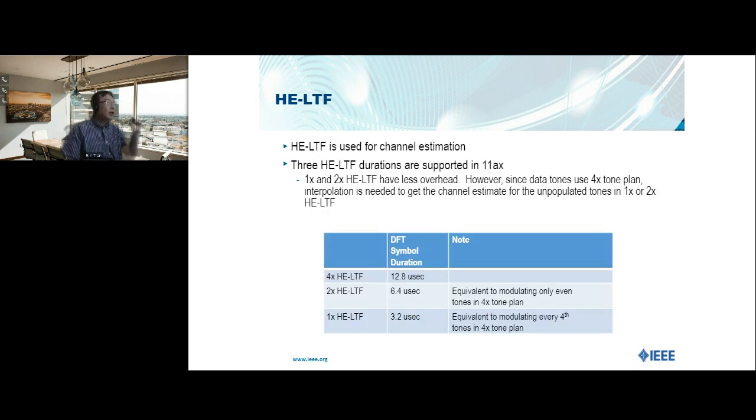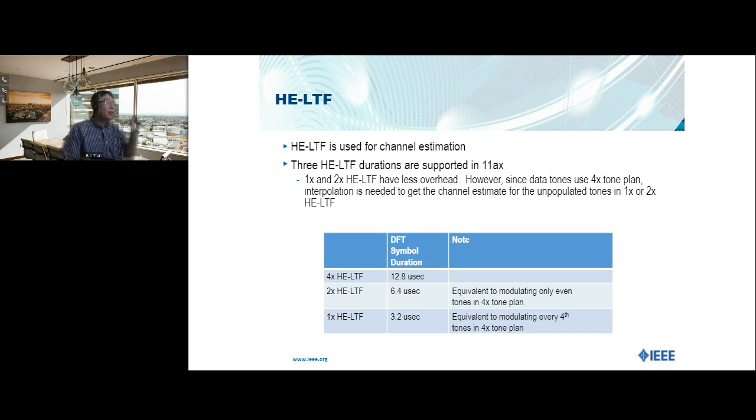Okay, then we go to the LTF part. LTF is for channel estimation. Three different types of LTF are defined for AX. 4x LTF has basically the same symbol duration as the data. It's 12.8 microseconds. 2x is half of it. 1x is 3.2, same as 11ac and 11a.